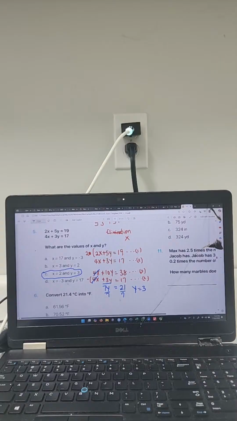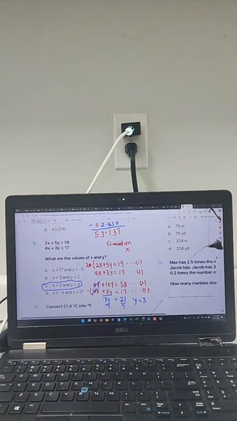Next, let me just reiterate this question, please. This is called simultaneous equation. Yeah, you got it right. This is called simultaneous equation. Here you're having two equations, two unknowns. The two unknowns are the x and y.